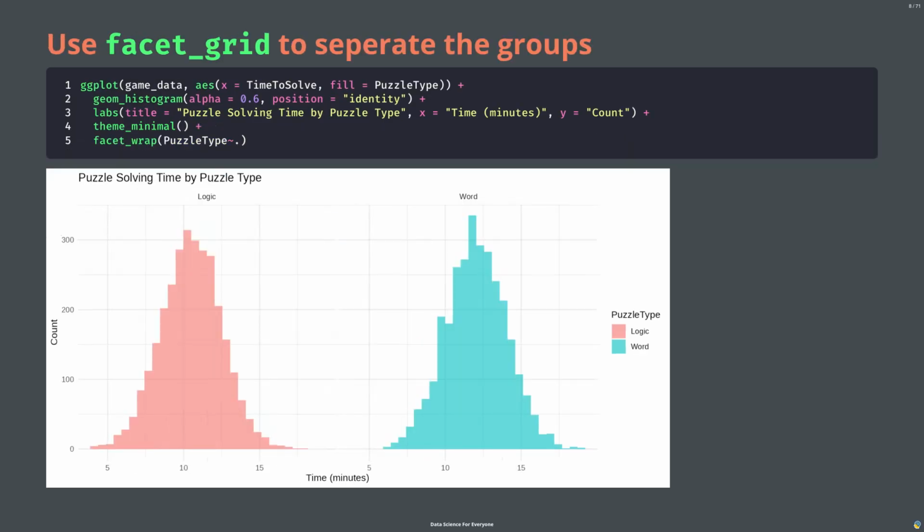We can further break down the plots by puzzle type using the facet grid function. Writing the formula puzzle type tilde dot displays the puzzle types in separate rows. Since we are not dividing the data further by any other variable, we use a dot on the right side of the tilde.